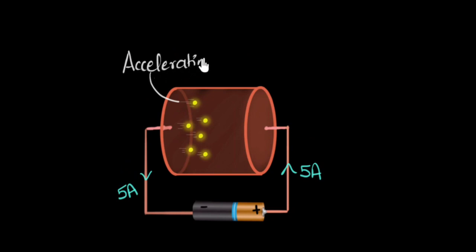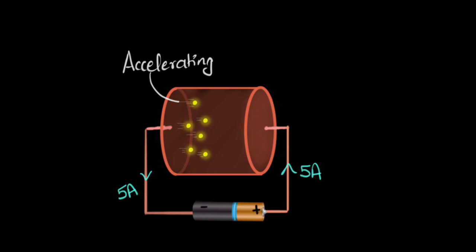Accelerating. But if they are accelerating, doesn't that mean that they should become faster and faster as they go closer and closer to this positive terminal? And if that were to happen, wouldn't the current increase? Because current is the amount of charge flowing per second. If the electrons go faster over here, there should be more charges flowing per second, right? But we know that the current must be the same everywhere in the circuit.